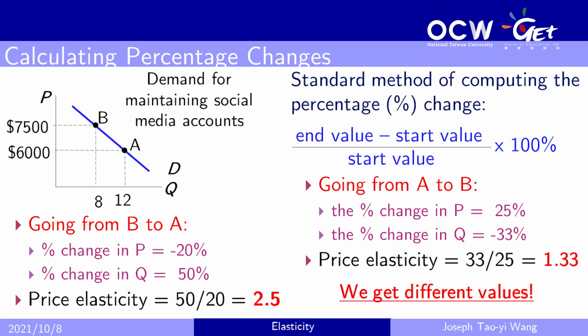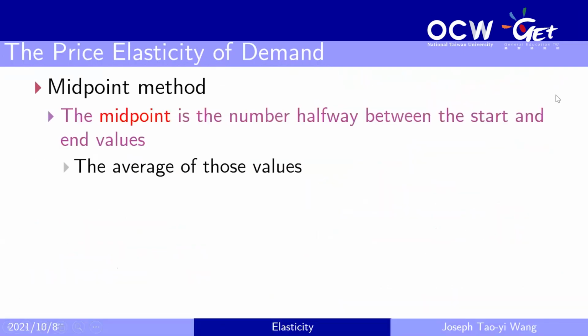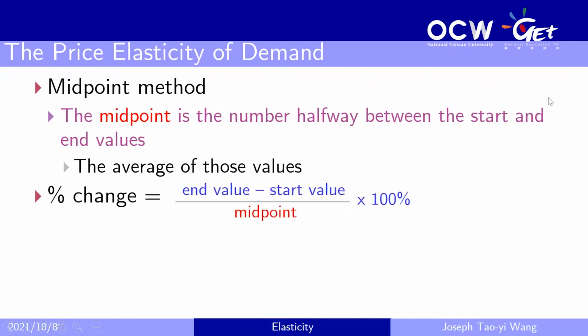So how should we solve this? Well, a simple way is instead of thinking about the start value, use the midpoint, the average of the start and the end values. And so the percentage change is your end value minus the start value, but divided by the midpoint. In that case, going from B to A or A to B, the midpoint is always the same. And so you don't have a problem.